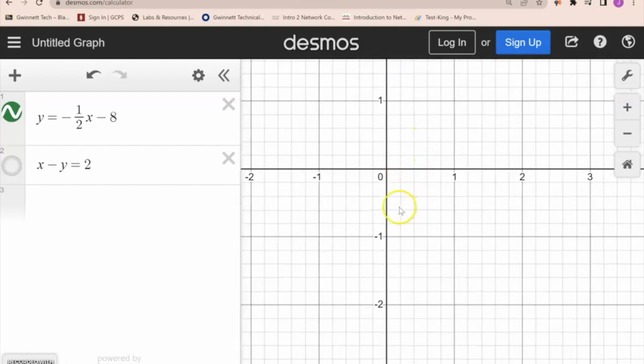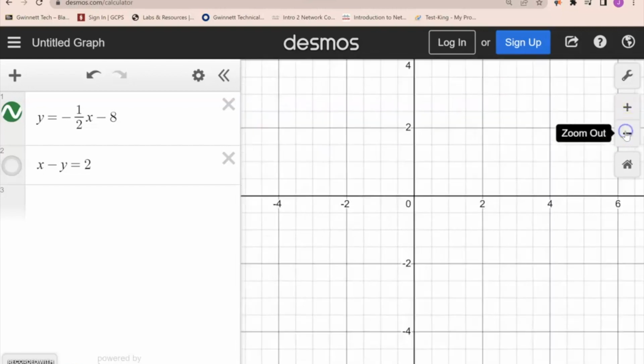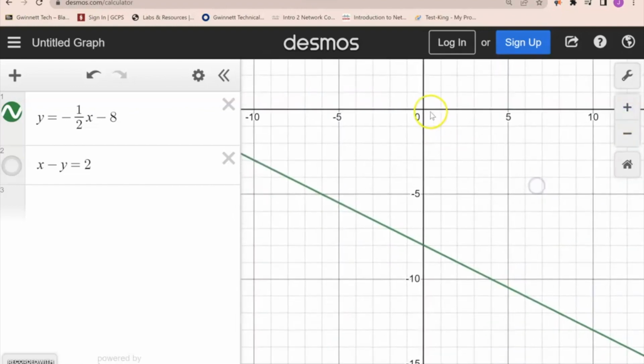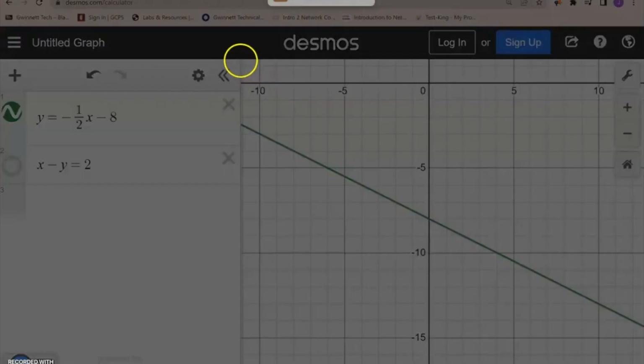For me, I'm going to zoom to make the little boxes. So I'm going to zoom out so I can see 5, 10, 15. Okay, those are my little boxes. So each box is 1. I'll take a screenshot of this so I can show you how to copy it.